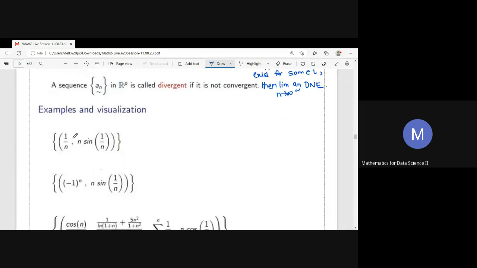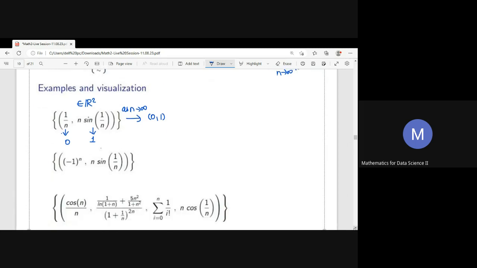So here you see 1 by n times sine 1 by n. What is the limit of 1 by n? We have already seen this. It is 0. What is the limit of n sine 1 by n? We just saw above, it is 1. So this converges to the vector (0, 1) as n goes to infinity. This is a sequence in R^2, and it converges to the vector (0, 1) as n goes to infinity.